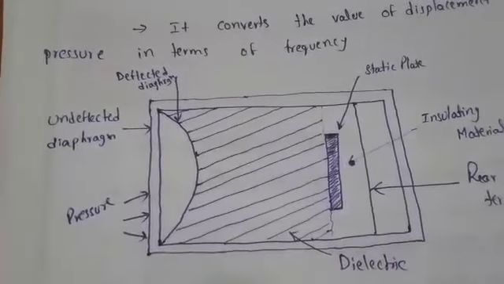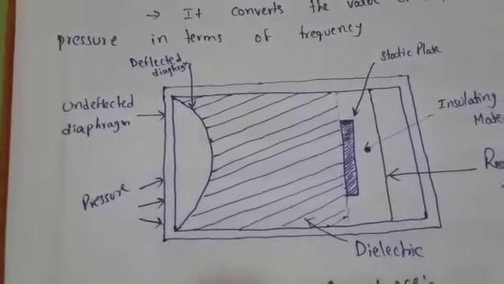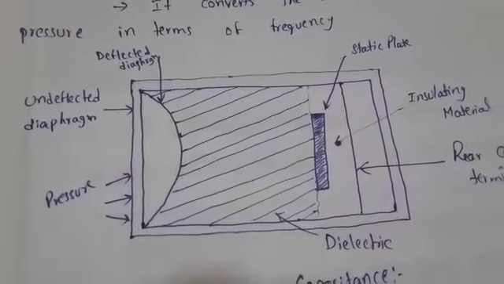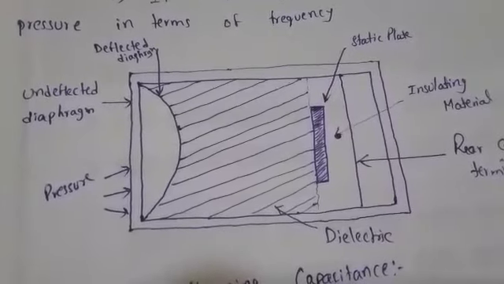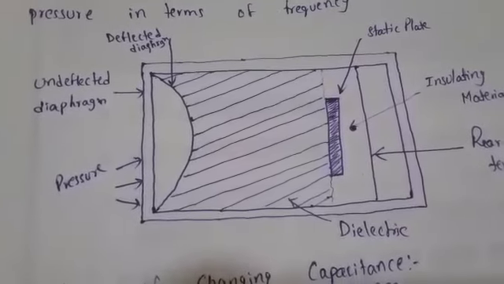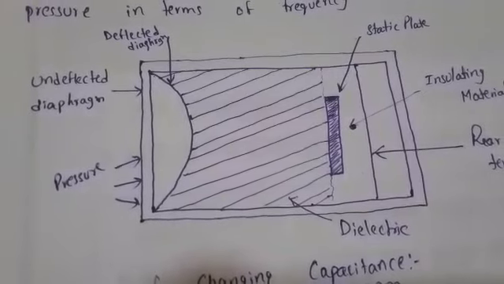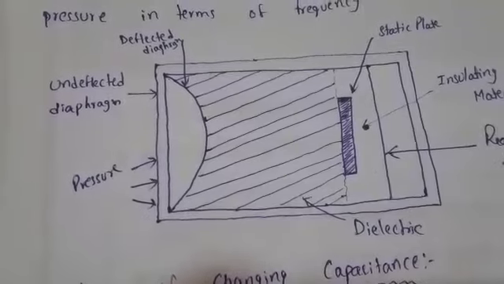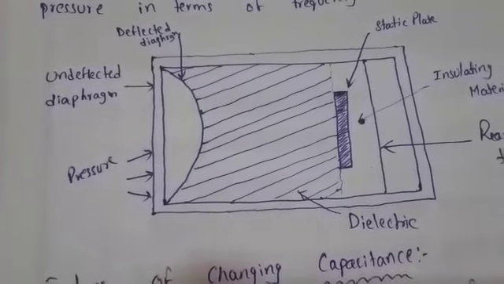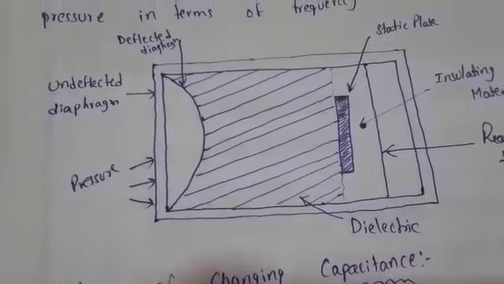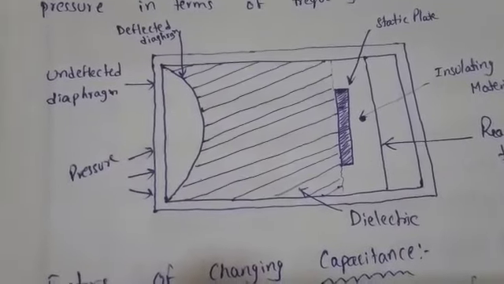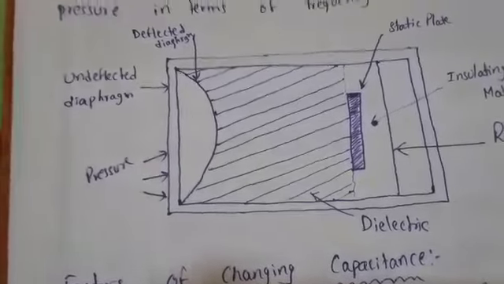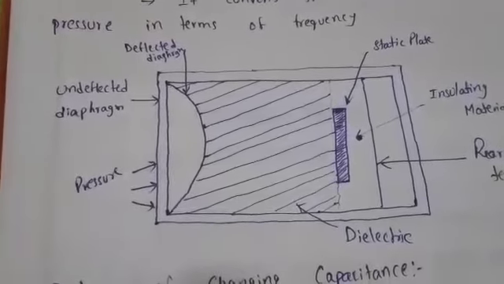Next, the factors of changing capacitance. Now we discuss the first one, changing dielectric constant type of capacitive transducers. Second one, changing the area of the plates. Third one, changing the distance between the plates. So these three are the factors for changing the capacitance. So these are regarding your capacitive transducer.